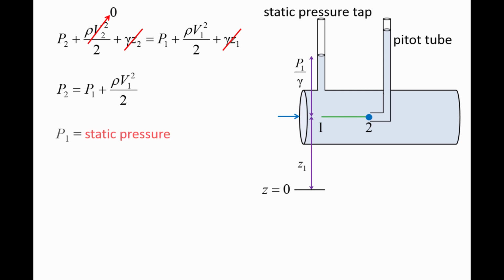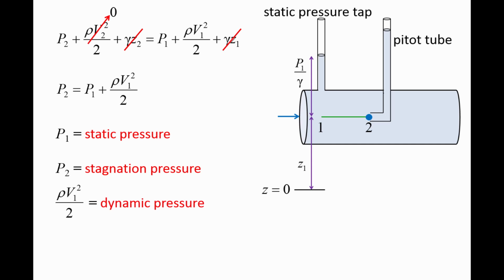P1 is sometimes called the static pressure, and P2 is called the stagnation pressure because it is the pressure obtained when a fluid particle is decelerated to 0 velocity. Rho v1 squared over 2 is the dynamic pressure because it is related to the motion of the fluid. If we solve the equation for v1, we can determine the velocity of the flow by measuring the difference between the stagnation pressure and static pressure.